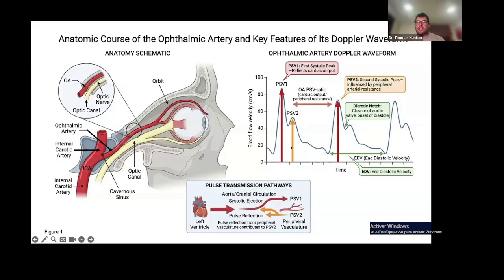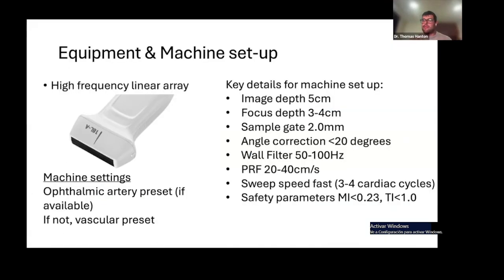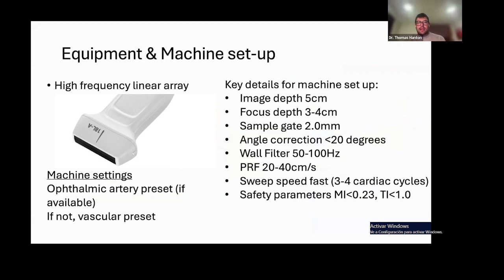And we tend to look at a ratio of these, but I'll go into it. So in terms of how to measure the ophthalmic artery, the key things are having a high frequency linear array and then setting it up correctly on your machine. Unlike a lot of the obstetric talks we've just heard, where the setup is very straightforward because it's often what's done routinely, this often has to be customized a little bit.